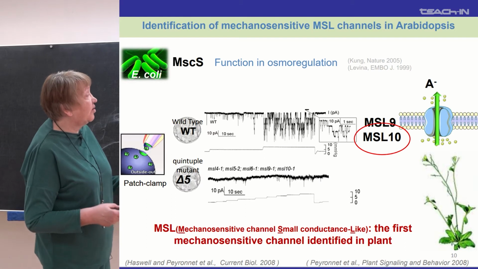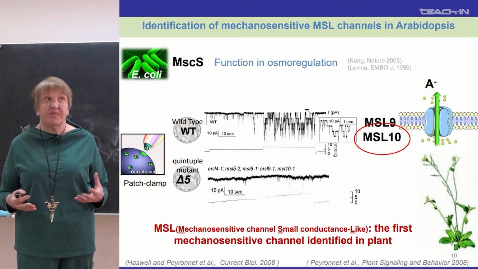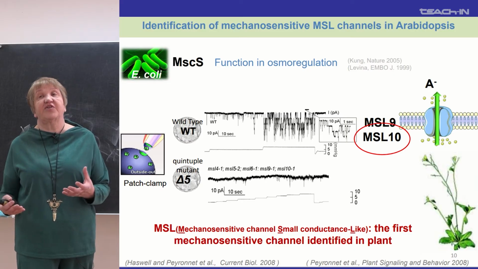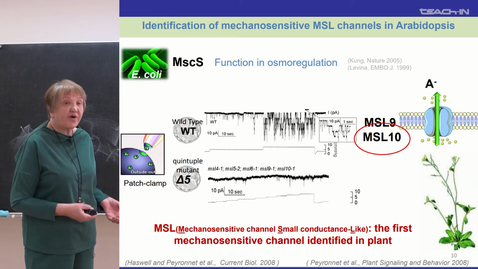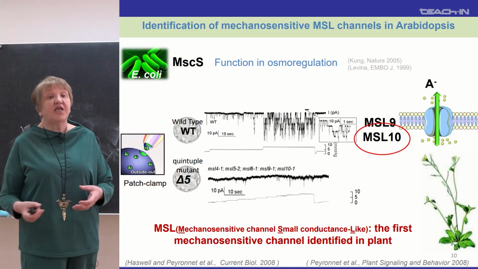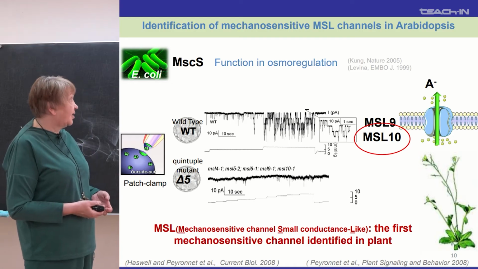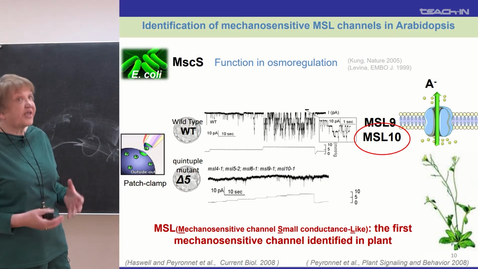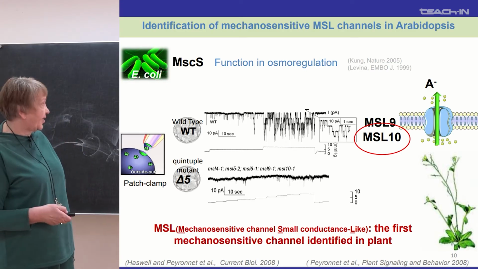There are also mechanically stimulated channels, which are obviously involved in osmoregulation, because with either hyperosmotic or hypoosmotic stress, the plant gets changes in the stress that is imposed on the plasma membrane.